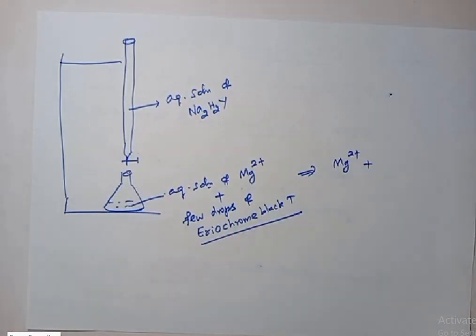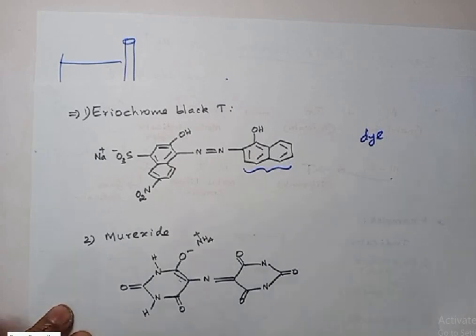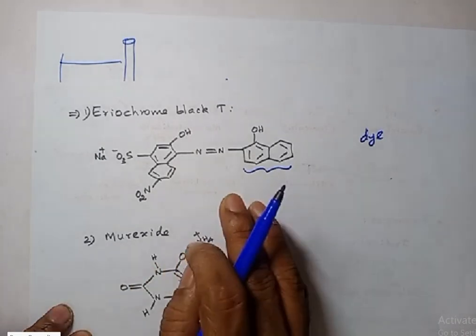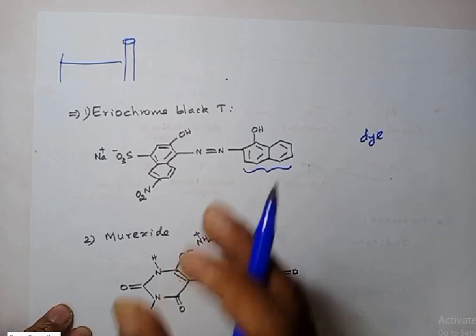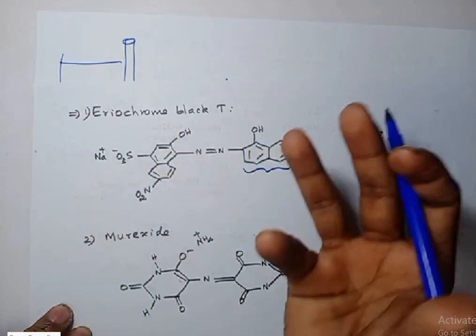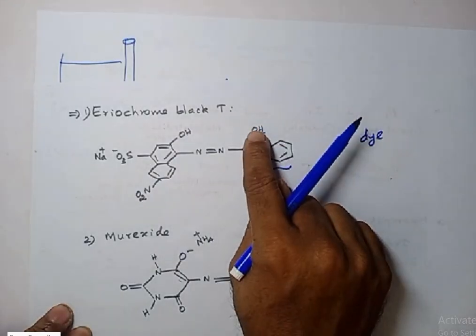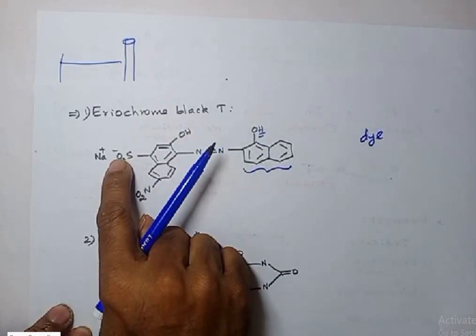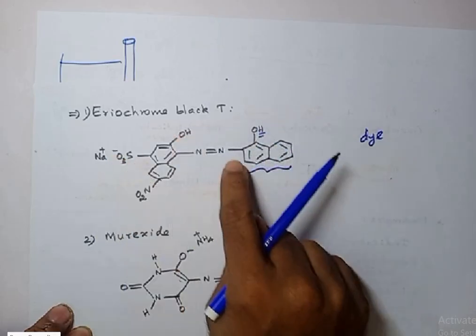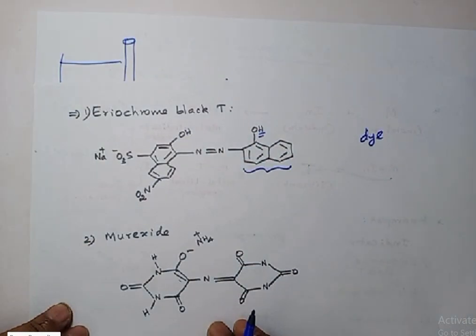You know the structure of Eriochrome Black T indicator. Let me show you once again. This is the structure of Eriochrome Black T indicator. Listen, we actually add a buffer of pH 10. In the basic buffer medium, this hydrogen comes out as H+, so you get O minus. This hydrogen comes out as H+, this becomes O minus, and we have one more minus here. So this molecule becomes an anion with a charge of 3 minus.